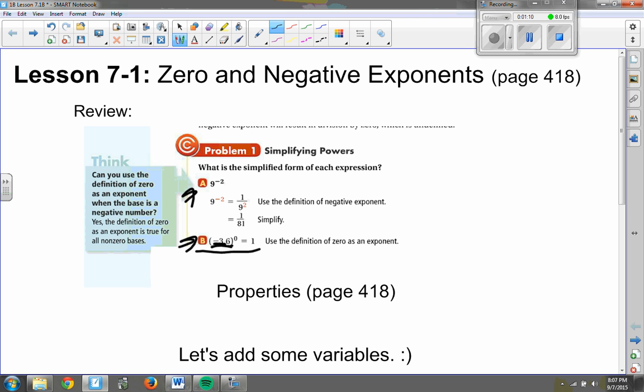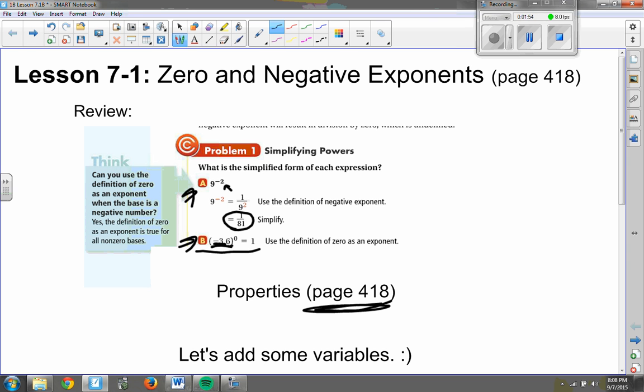Letter A will remind you of the property that says if you have a number raised to an exponent that is a negative number, like that negative 2 right there, that's really the same as saying 1 over the same number raised to the same exponent but positive. So instead of 9 to the negative second, we're saying 1 over 9 to the second, and we know 9 to the second is 81, so 1 over 81. If you need to remind yourself of those properties and look at a few more examples, pause the video and look back here at page 418 at the bottom, and you will find those properties in those examples.